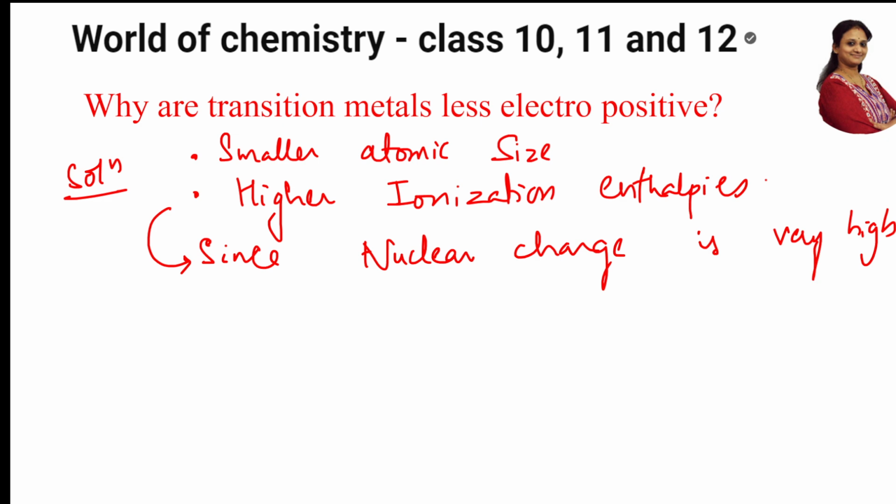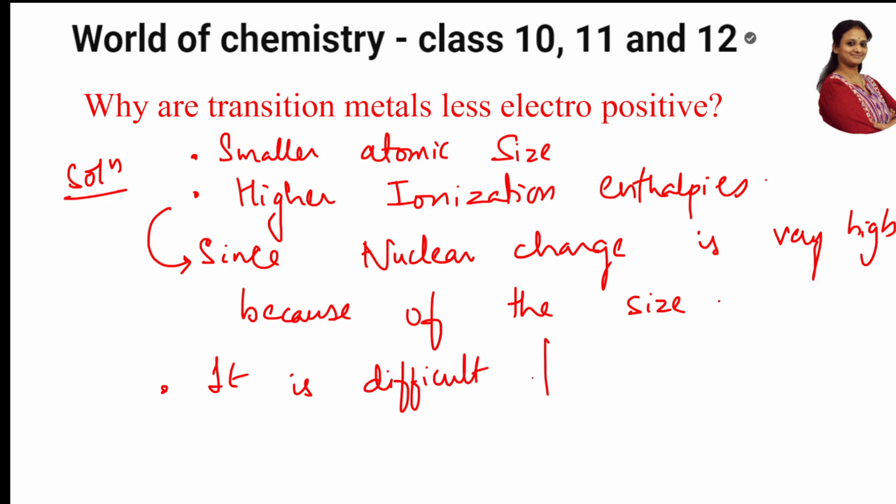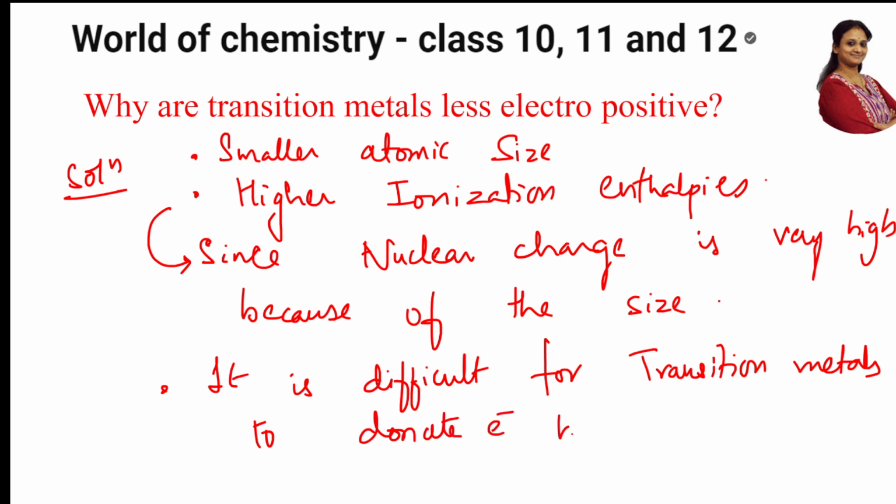That's why smaller size means higher ionization enthalpy, since nuclear charge is very high because of the size. That's the reason it is difficult for transition metals to donate electrons, hence less electropositive. Okay. Easy, write the same answer, you'll get full marks.